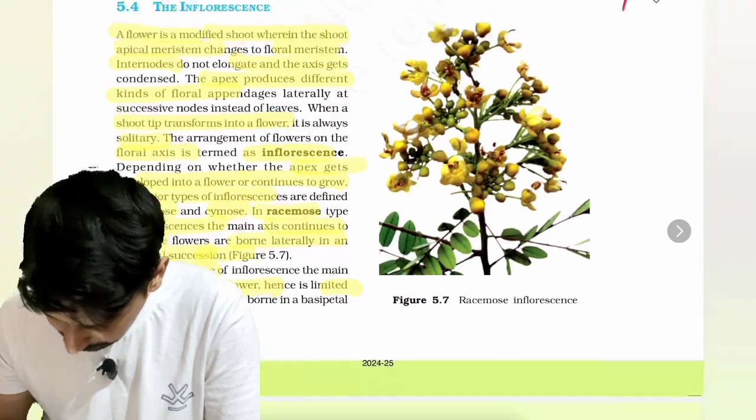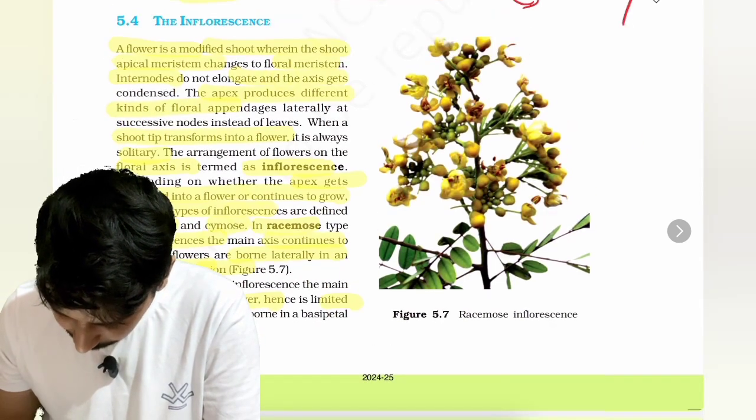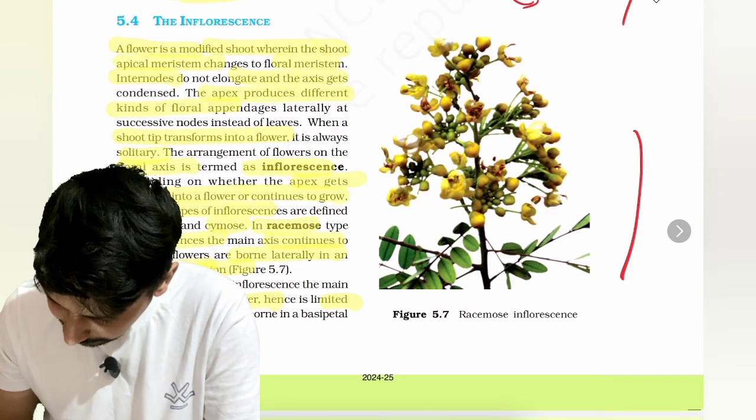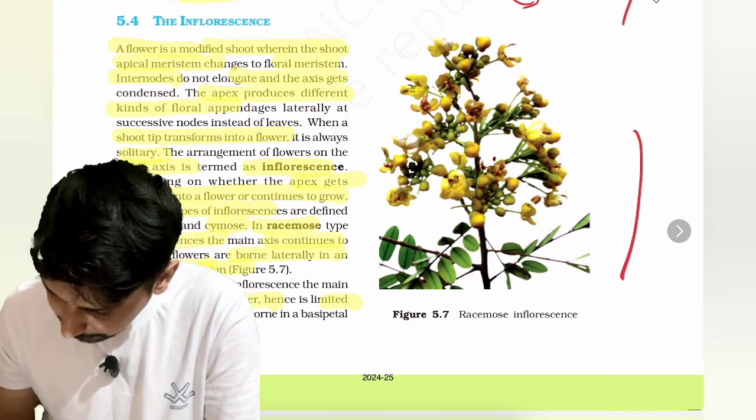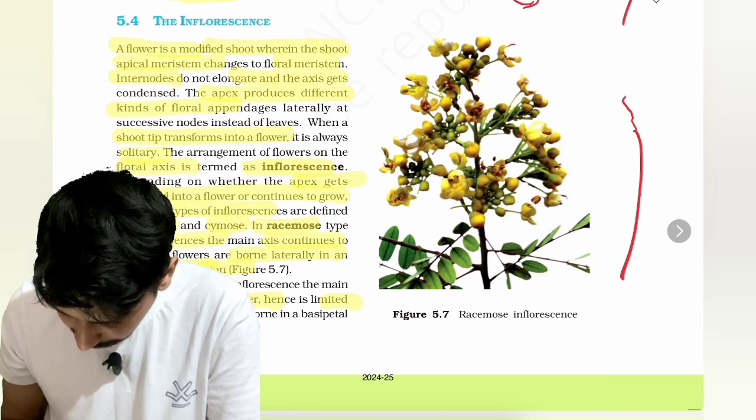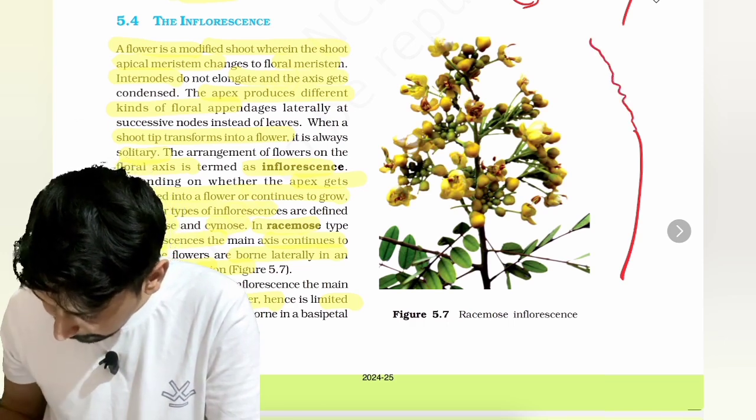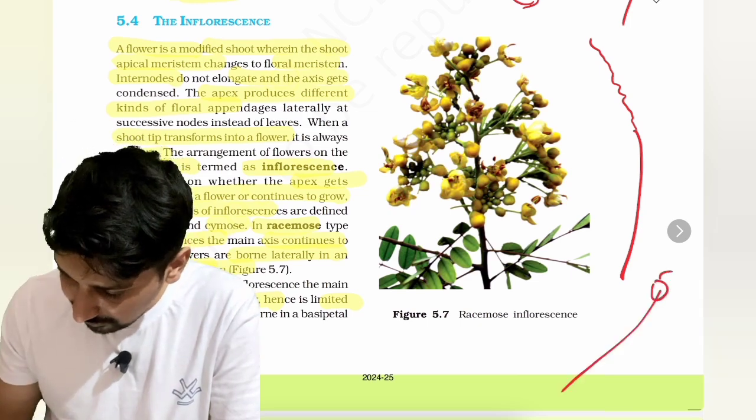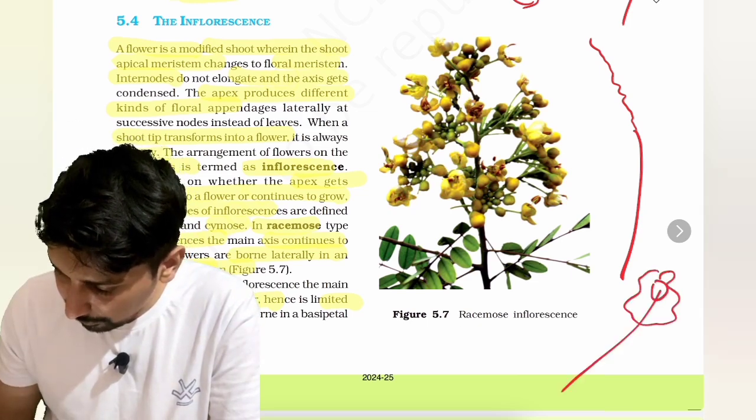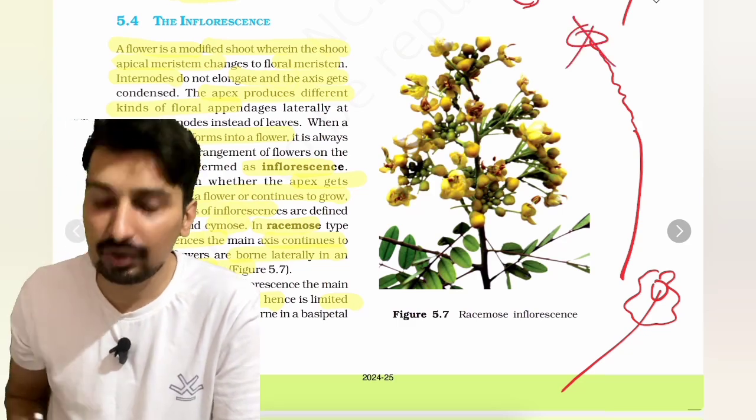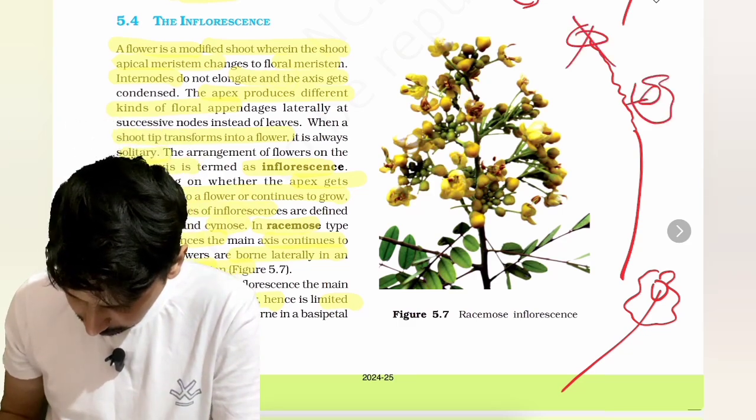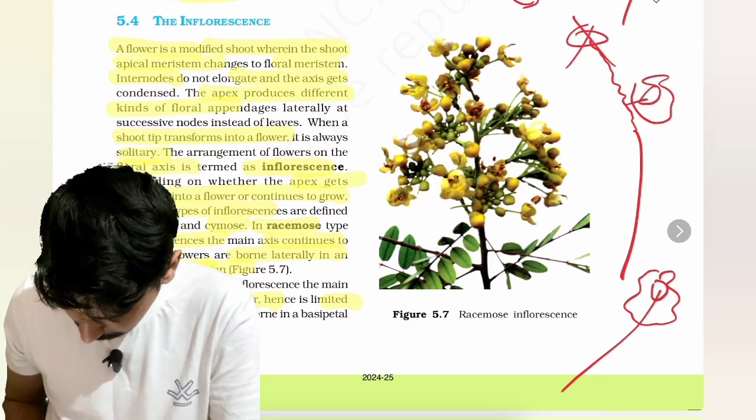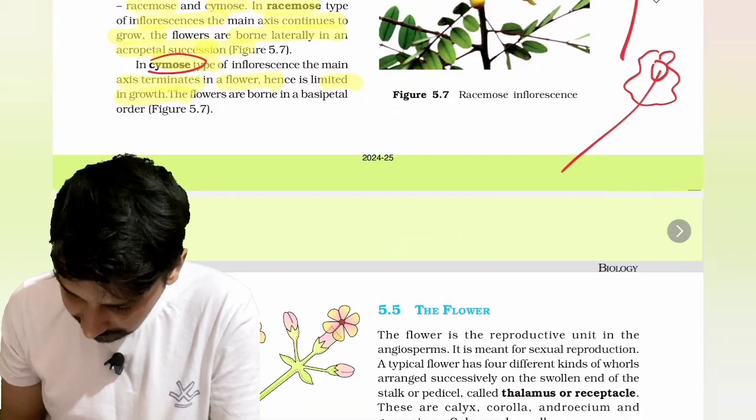So this is our axis. In racemose type of inflorescence, the main axis will continue to grow. This main axis keeps growing. But if you talk about cymose type of inflorescence, the main axis will end with a flower. Here a flower will be present, but here a flower will not be present. Flowers will be present over here, so it can keep growing. In cymose the flowers are borne in basipetal order.